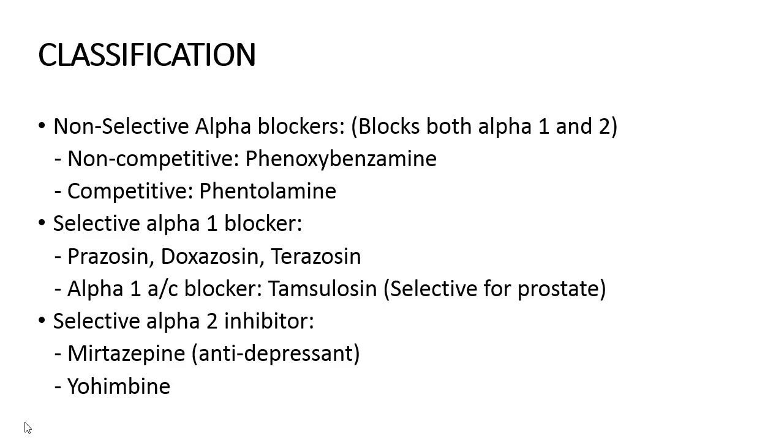The second group of alpha blockers would be selective alpha 1 blockers. The selective alpha 1 blocker examples are prazosin, doxazosin, terazosin, and there's one particular drug known as tamsulosin, which is a specific blocker of alpha 1A or C. And hence, the action of alpha 1A C blockade would be specific to the prostate. And most of the alpha 1 blockers, to remember easily, end in zosin or losin.